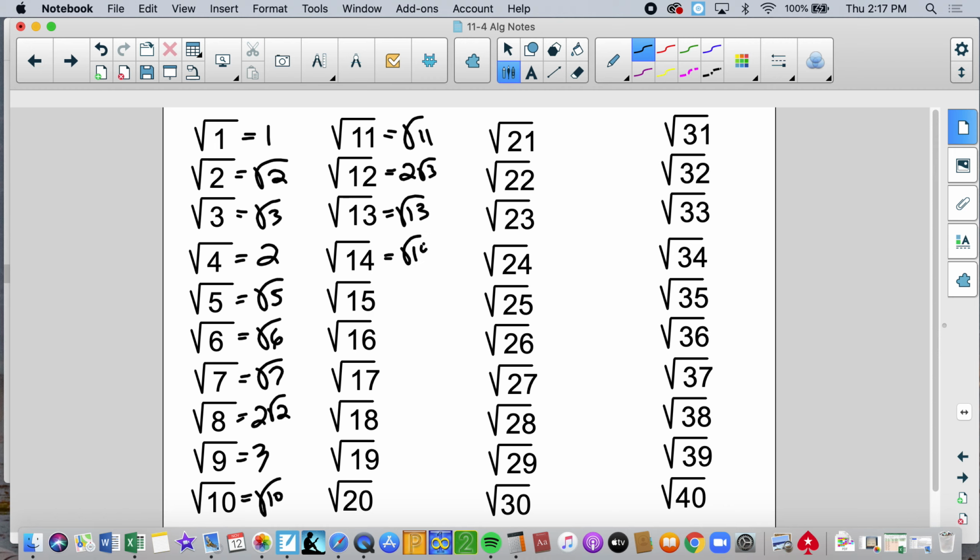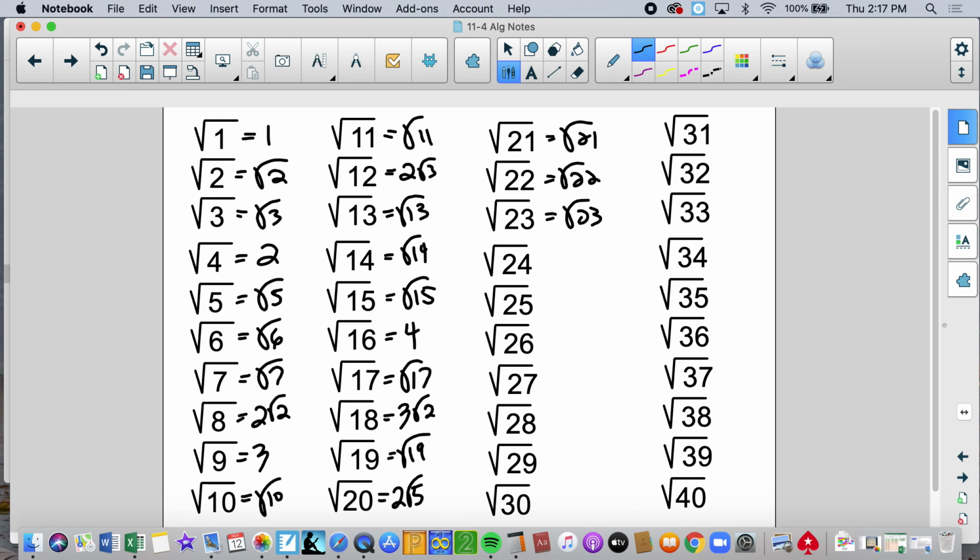Square root of 14 is okay. Square root of 15 stays as rad 15. Rad 16 equals 4. Rad 17 cannot be simplified. Rad 18 can be broken into rad 9, rad 2. Rad 9 becomes 3, rad 2. Rad 19 is prime. Rad 20, rad 4, rad 5, so it becomes 2 rad 5. Rad 21 does not have a perfect square factor. Square root of 22. Square root of 23 doesn't.